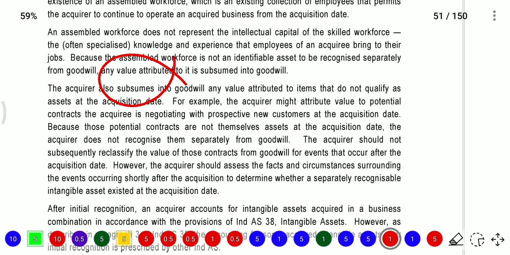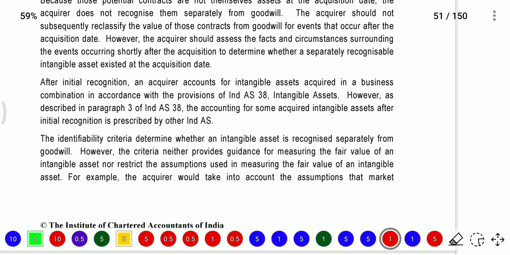So the acquirer will need to see, as on the date, that the acquirer does not recognize them separately from the goodwill. The acquirer should not subsequently reclassify the value of these items from goodwill for events that occur after the acquisition date. However, the auditor should assess the facts and circumstances surrounding events occurring shortly after the acquisition to determine whether separately recognized intangible assets existed at the acquisition date. After initial recognition, the acquirer accounts for intangible assets acquired in a business combination in accordance with the provisions of Ind AS 38.